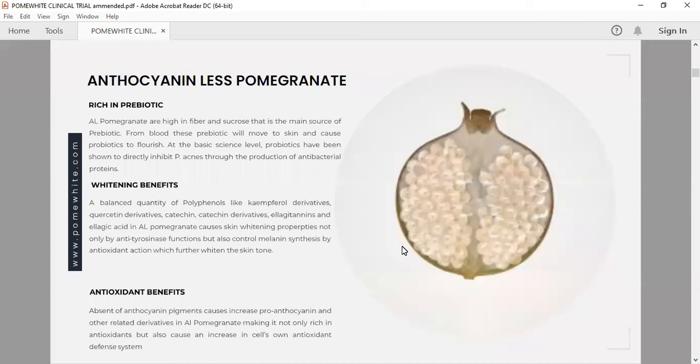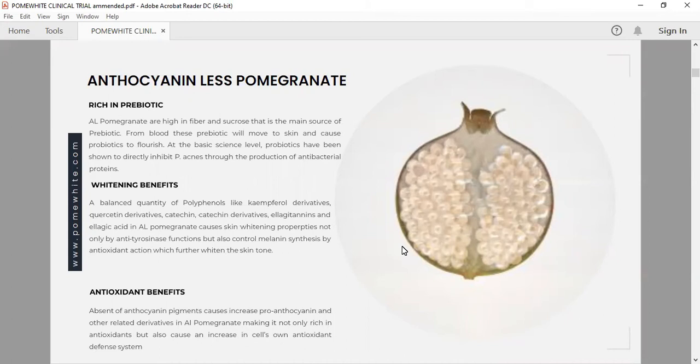off from the skin. Similarly, this anthocyanin-less pomegranate also has some whitening benefits, because the balanced quantity of polyphenols like kaempferol derivatives, quercetin, catechin and catechin derivatives all combine to affect the skin whitening properties. Basically, they do it by decreasing and inhibiting the tyrosinase activity. Now, once the tyrosinase activity is inhibited, melanin synthesis is also inhibited in the cell, and this is how the skin becomes whitened in its tone.